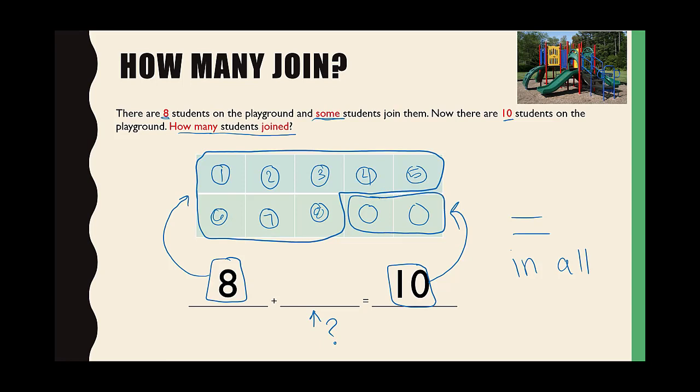What do we have to tell us how many students joined to come onto the playground? So we're going to count these circles. 1, 2. So this tells me that 2 students came to the playground. So I'm going to write the number 2 right here. 8 plus 2 equals 10.